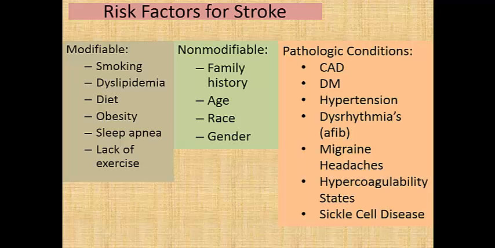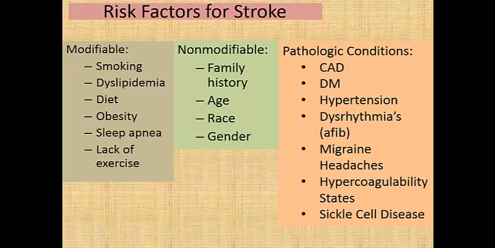So some risk factors for stroke, there are modifiable and non-modifiable risk factors, and I also included some different pathological conditions. Modifiable risk factors are going to be some of the same ones that we talked about for atherosclerosis: smoking, dyslipidemia or high cholesterol, diet, obesity, sleep apnea, and physical inactivity, just like we talked about with coronary artery disease. Non-modifiable, again, are the same: family history, age, race, and gender.